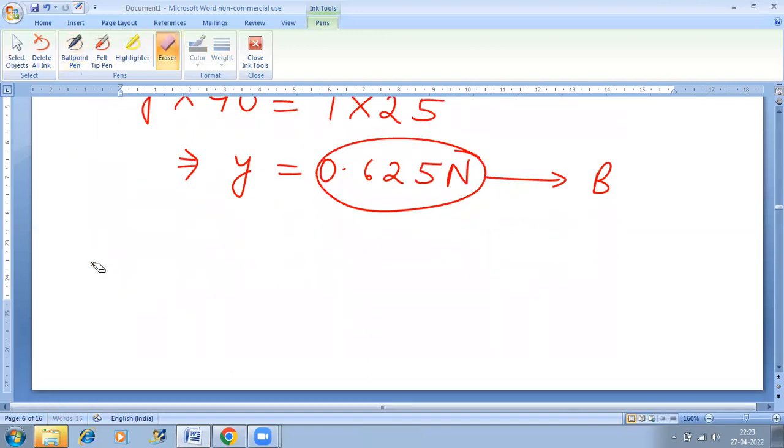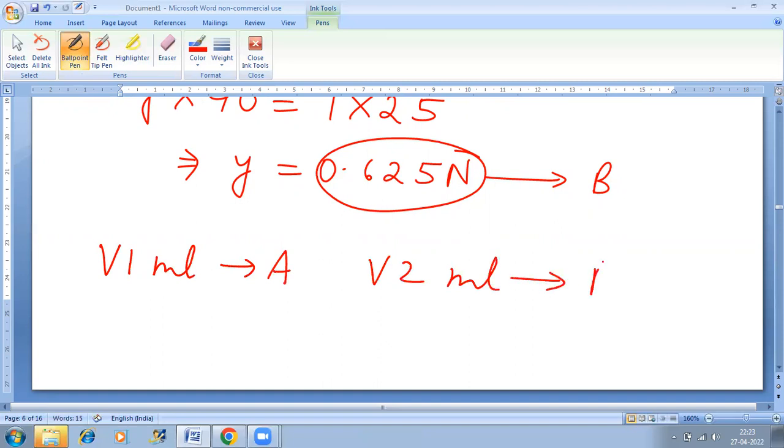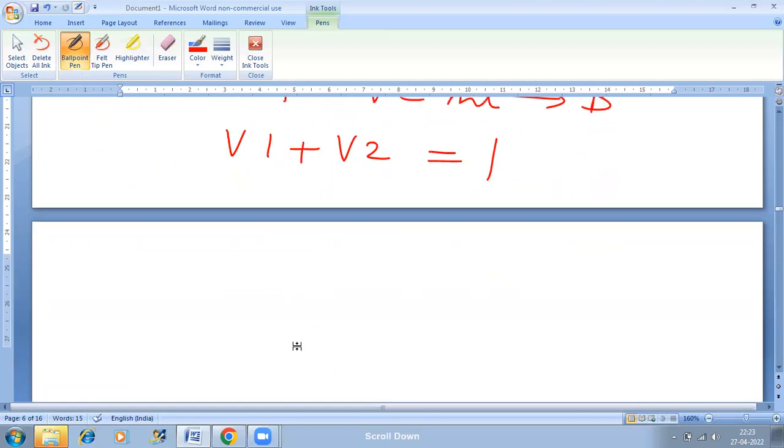Now let's say V1 and V2 are the two different volumes in ml of acid A and B respectively. So V1 ml is for A and V2 ml is for B. I know that V1 plus V2 should be equal to 1. How do I know this? Because I've mentioned in the question that 1 ml of one normal solution needs to be prepared. That means the total volume of the solution is 1 ml. So V1 plus V2 is equal to 1.